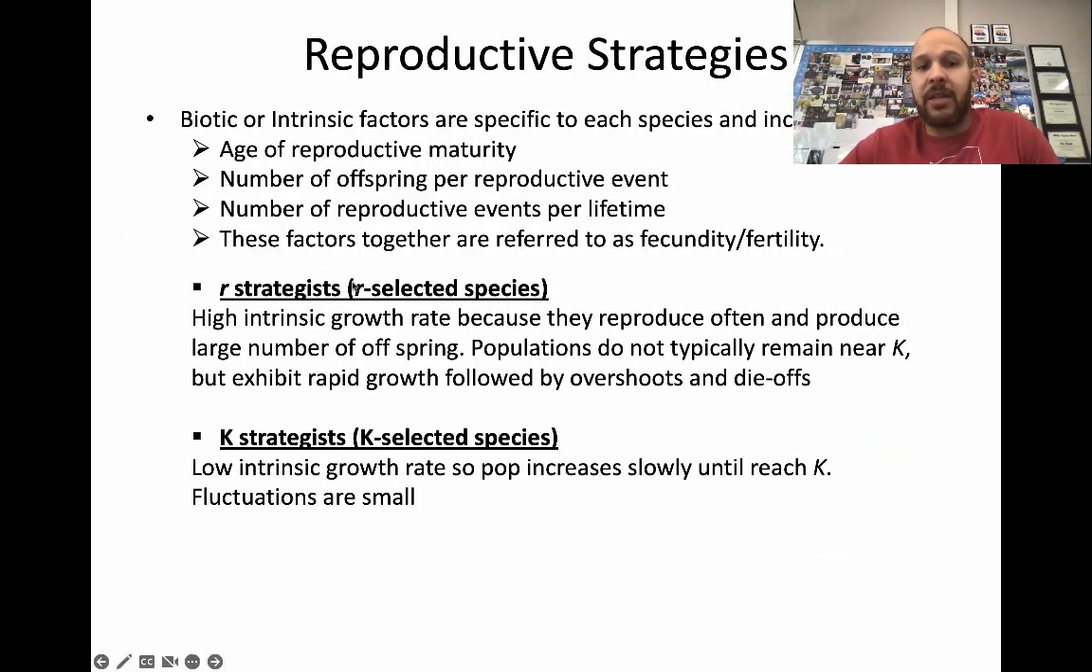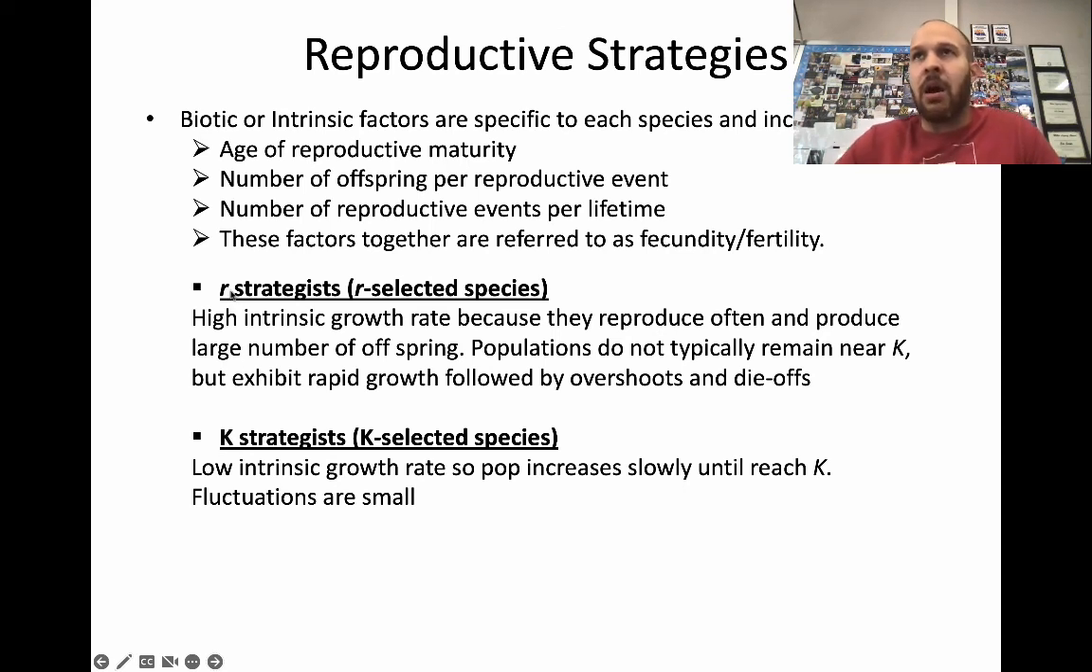So here, these are the other two big ones you need to know. You will absolutely see multiple questions on the test on R strategist versus K strategist, and also on the AP test. You need to know what an R strategist is and what a K strategist is, and you need to know some examples of types of species. It's really easy to remember them. I always think about the uppercase and lowercase.